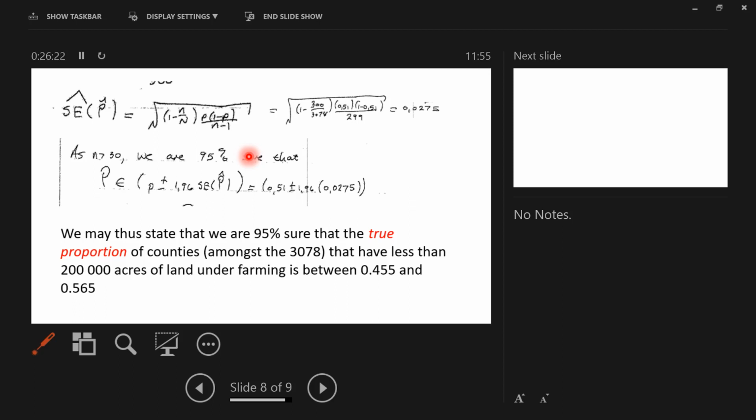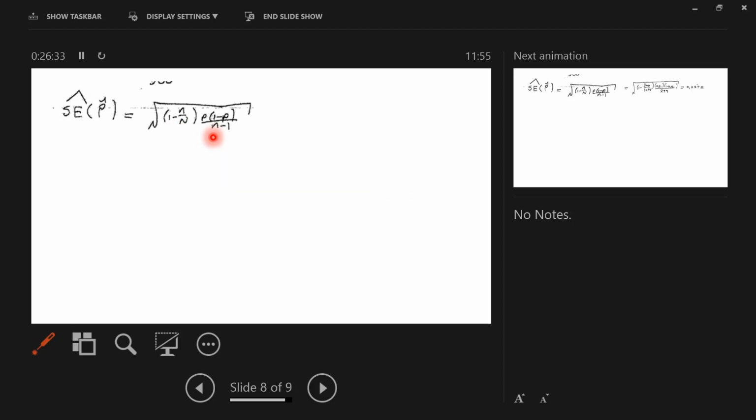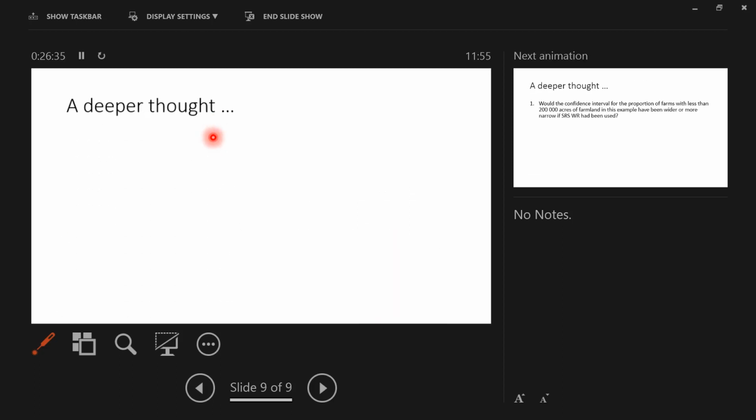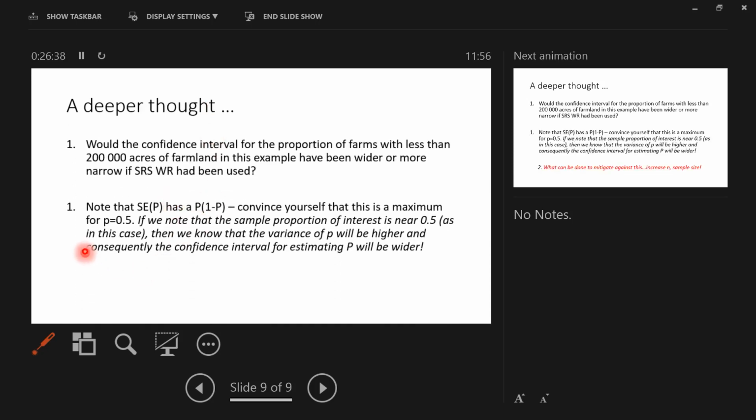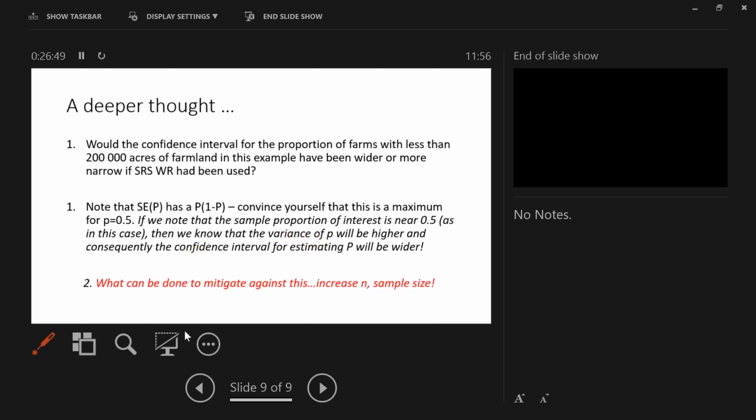So what do you have to do if you want to make your confidence interval smaller? The only thing you can do is make your n bigger. That's really important. If ever you see you have a P that's near a half, in this case 0.51, and your confidence interval is wide, just increase your n. So the only thing you can do in this case, what can we do? Increase your sample size. That's the end of today's class.